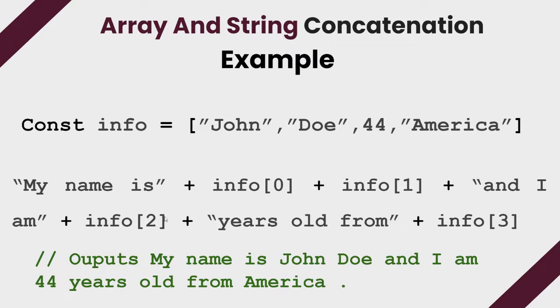So now this particular syntax here is quite equivalent to the syntax we had before when we touched objects. The only difference here is that these particular elements are being referenced by their indexes. So this syntax here would give you: my name is info with the index of 0 is John, info with the index of 1 is Doe, my name is John Doe, and I am info with the index of 2, that's 44 years old from America. So you have the same output you had before. The only difference is just the change in the syntax.